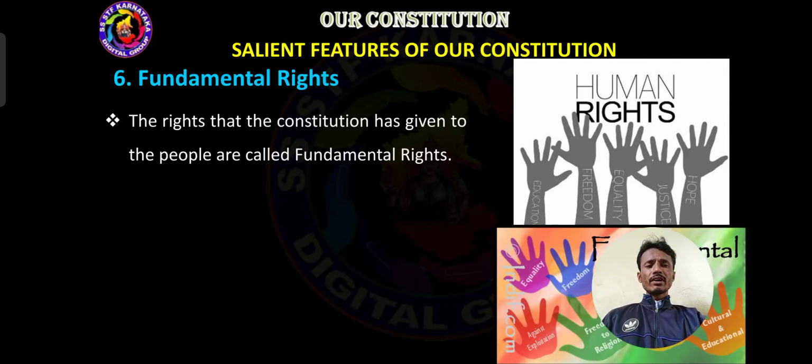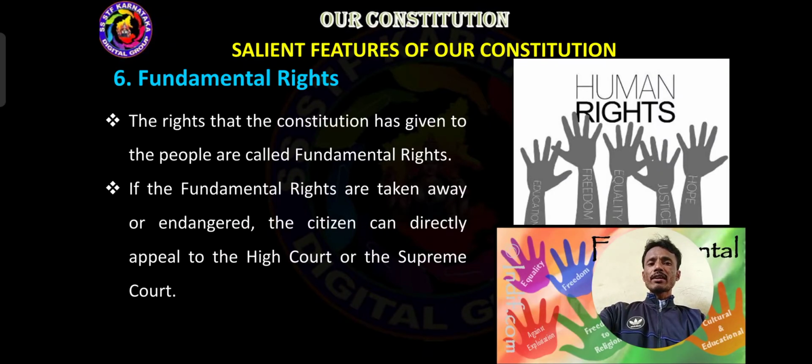Now each and every person of our Indian country has fundamental rights. Then who gave those fundamental rights to citizens? This is the question. Means the Constitution. The Constitution gave fundamental rights to citizens. So this is the meaning: the rights that the Constitution has given to the people are called fundamental rights. So if the fundamental rights are taken away or endangered, what is the meaning of endangered?